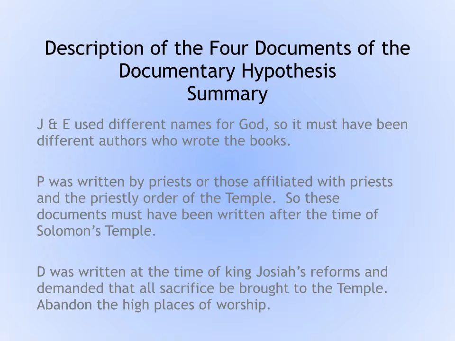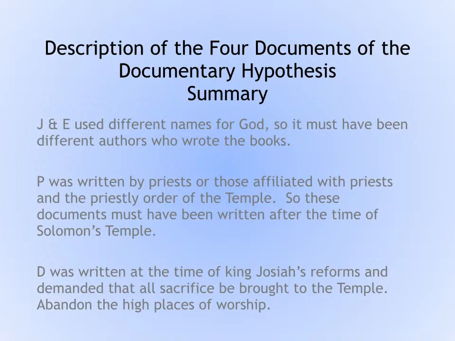All right. So in summary, J and E will use different names for God. Because they use different names for God primarily throughout their works, they have to have been written by someone other than the same person, that different ones wrote. P was written by priests or those affiliated with priests in the priestly order of the temple. So these documents must have been written after the time of Solomon, who built the first temple. It couldn't have been written during the time of the tabernacle. Couldn't have been written during the time of the wandering. And so, because the priestly order had not been established.